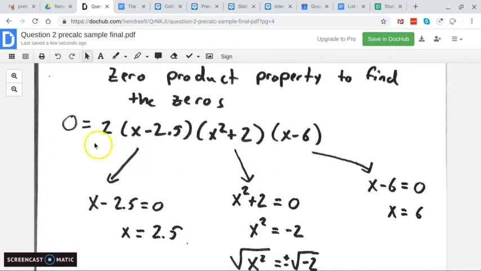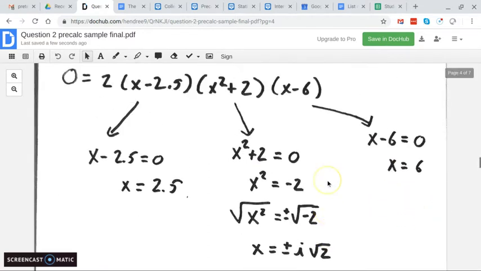Okay. I just want to find where the y is 0 for this function, right? That's why I put a 0 instead of the f of x. And then I'm just going to use the zero product property. 2 can never be 0, so I don't have to worry about that. This binomial can be 0 if x is 2.5. This binomial can be 0 if x is 6. This binomial can be 0, but notice it ends up becoming an imaginary number, right? Only if I plug in plus or minus i times the square root of 2.